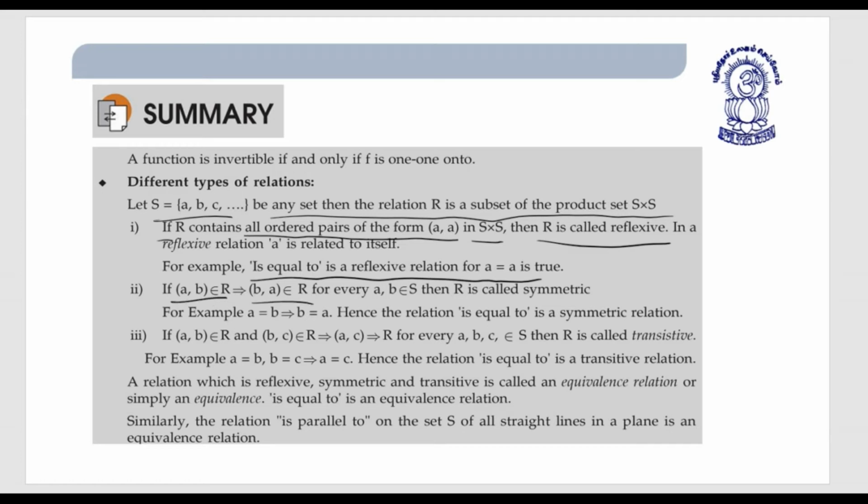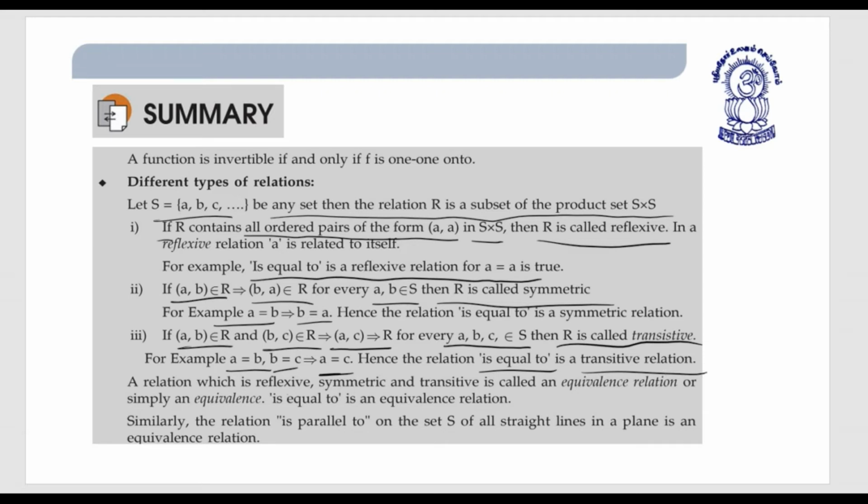If (a, b) belongs to R and (b, a) belongs to R for every (a, b) belongs to S, then R is called symmetric. For example, a = b, b = a. If (a, b) belongs to R and (b, c) belongs to R, then ultimately (a, c) belongs to R for every a, b, c belongs to S, then R is called transitive. a = b, b = c, then a = c. Is equal to is a transitive relation.